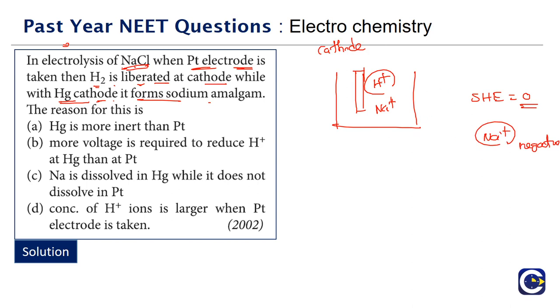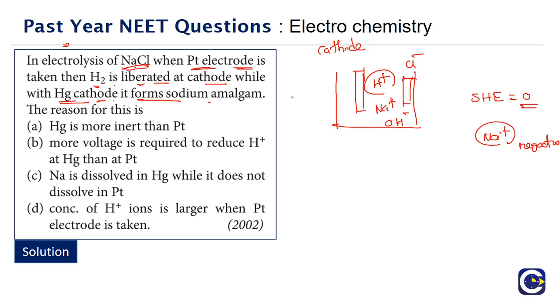Means H plus will get reduced. That's why we will get H2 gas. That's something which is clear to us. That is the reason why, when we do the electrolysis of brine solution, we will see that at the cathode, H plus will be discharged. At the anode, Cl minus will be discharged. In the solution, we will be left with Na plus and OH minus. Thereby, we will form sodium hydroxide. That is the method to prepare the sodium hydroxide.